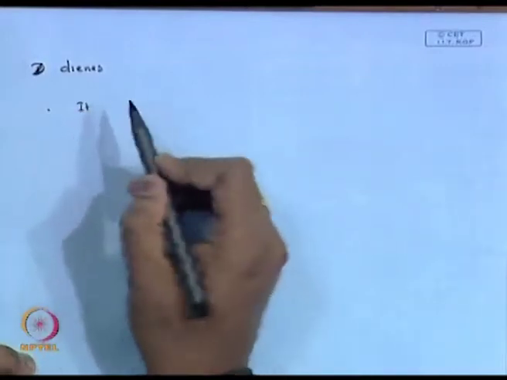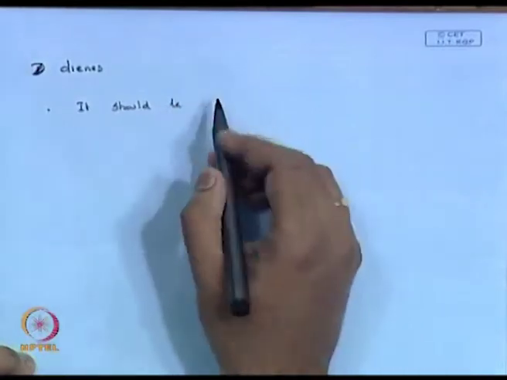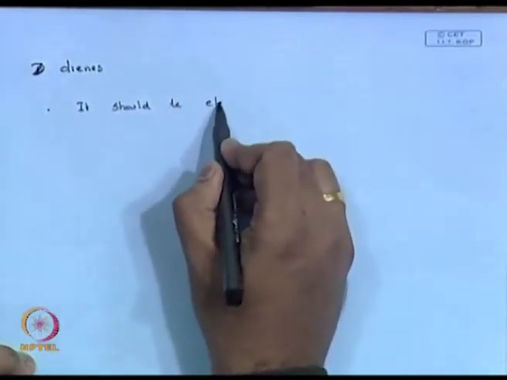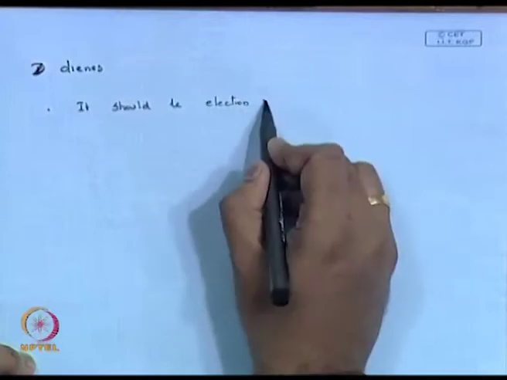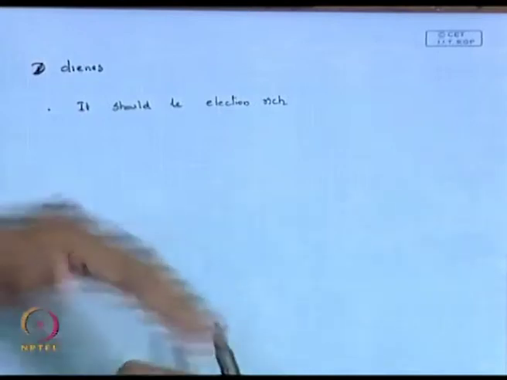Take your dienes. The first condition your diene should satisfy, if you want the proper diene for carrying out a Diels-Alder reaction, is that it should be electron rich. That should be your first condition: a diene which is good and electron rich will favor your Diels-Alder reaction very nicely.